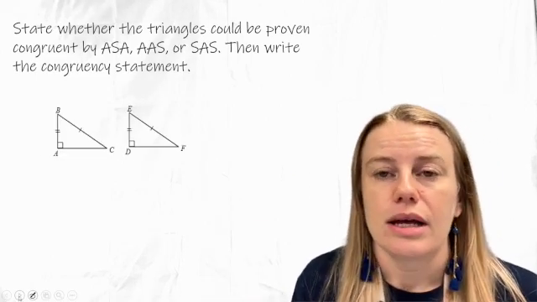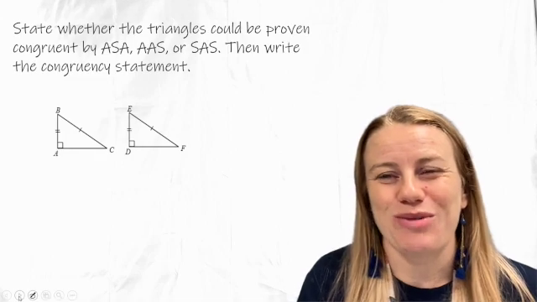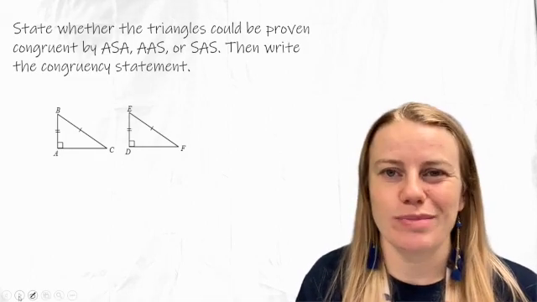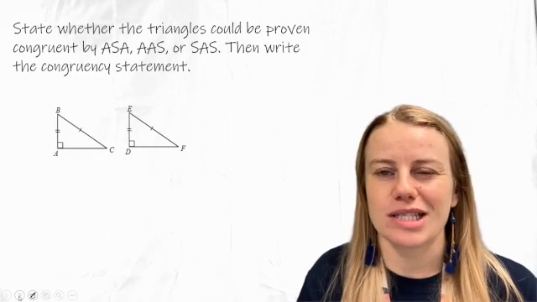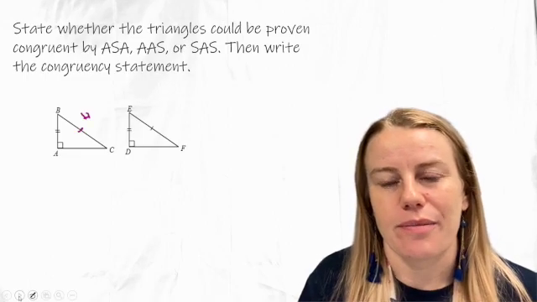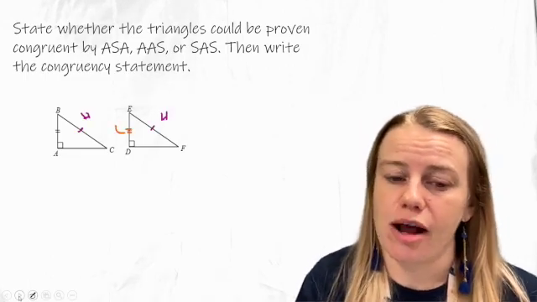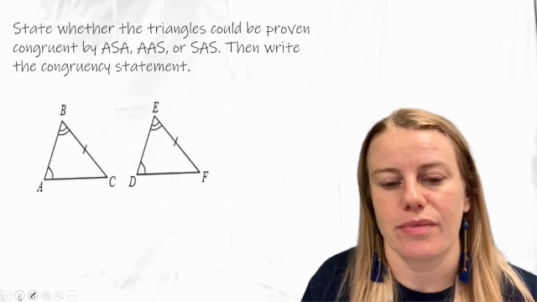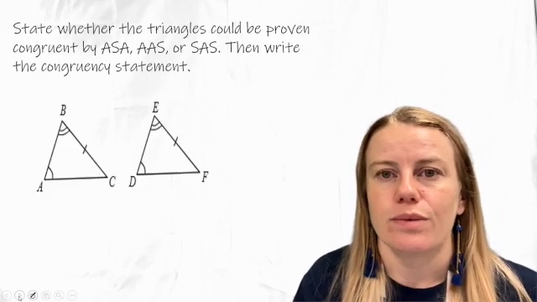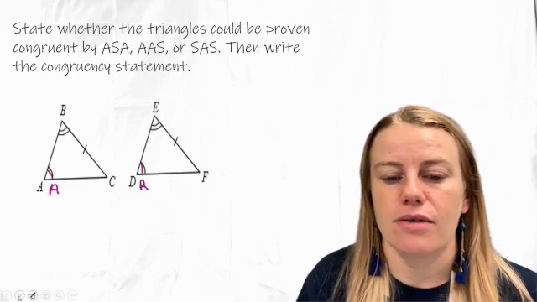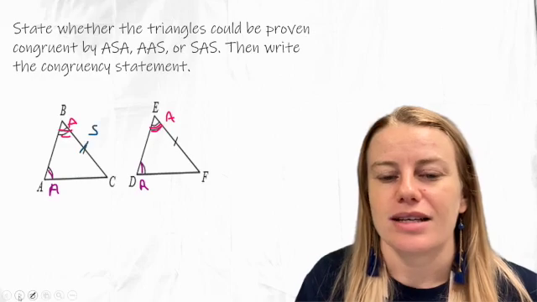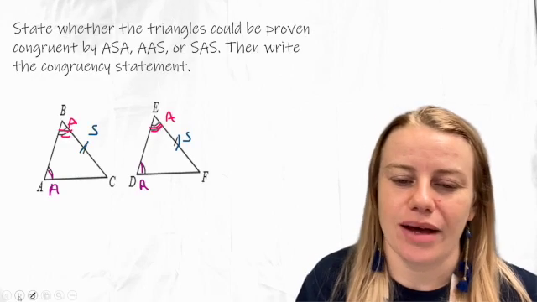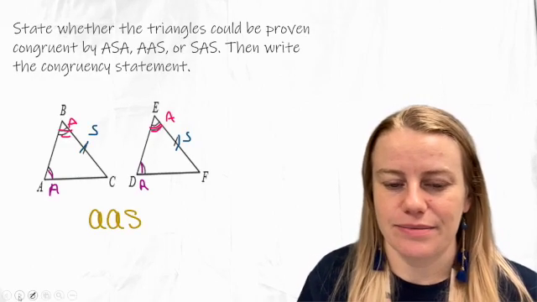So here we have, what do we have? We have two right triangles because we've got our little squares in our angles. And what do we have? We've got our hypotenuse congruent to our hypotenuse. Our leg is congruent to our leg. So we've got HL. Last one. What do we have? Angle is congruent to angle. Angle is congruent to angle. Side is congruent to side. What do we have? AAS.